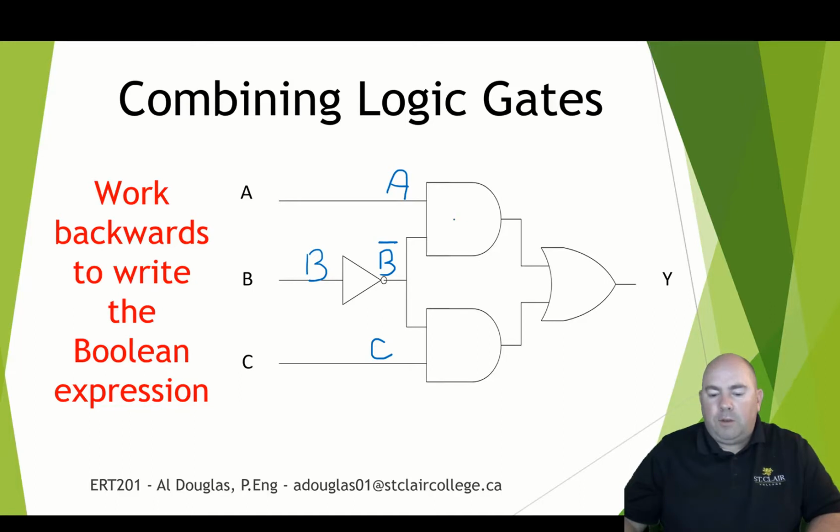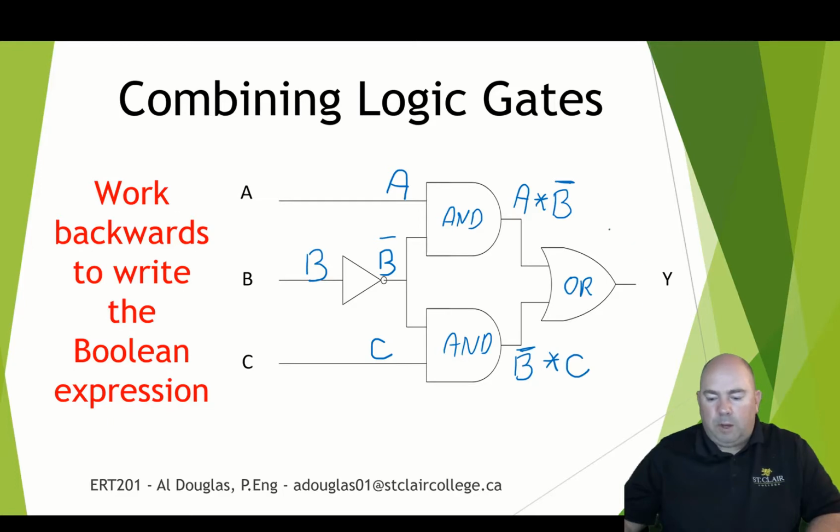And then this gate here, this is an AND gate. So A and not B together, that's what comes out of here. So we call this A and B not. This one down here, this is also an AND. So this would be B not and C. Now this gate here, that is an OR.